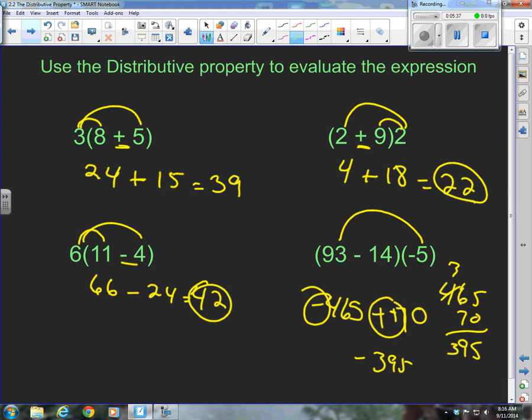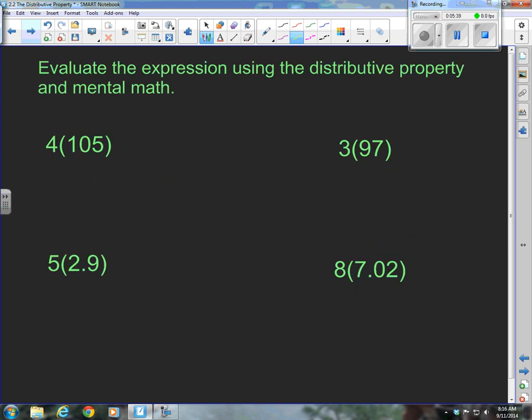Okay, moving to the next page. Evaluate the expression using the distributive property in mental math. Now this is how I do a lot of my mental math. Notice in the parentheses here I just have one number, so that's not really distributive property. But maybe I can break it up into two numbers that are easy to multiply, and I can do this mentally in my head without having to write anything down. The way I would do this, 105, is I would take 105 and split it up. I would make it 100 plus 5.